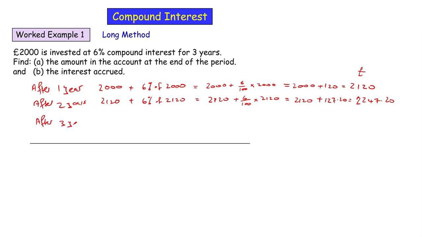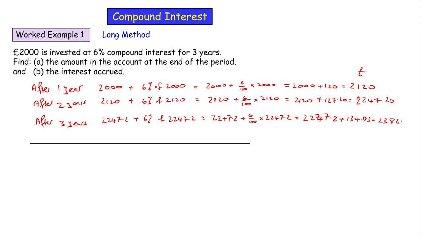After 3 years, you've got that 2,247.2 plus 6% of that. That's going to be £2,247.20 plus 6%, 6 over 100 times 2247.2. And when we work this out, we get 2247.2 plus £134.83 on the calculator, which is equal to £2,382 and 3 pence.